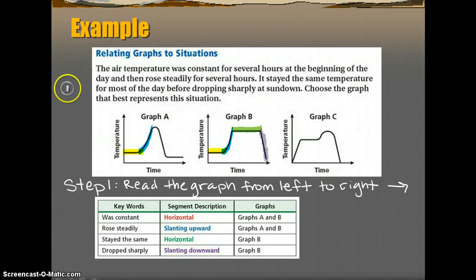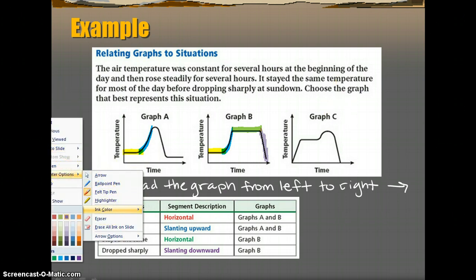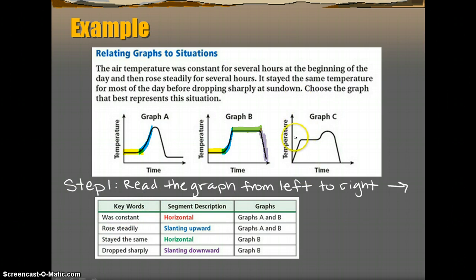Now, for graph C, just to point it out, you'll see that this one rises, then it's constant, that portion would be like an increase to decrease because it increases and then decreases, and then from here it's dropping. Okay, so you can use a multitude of words in order to figure out each component.